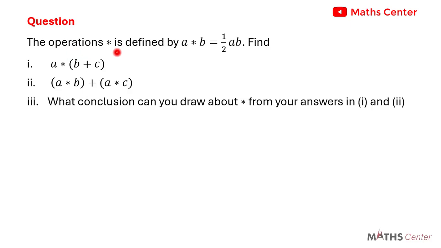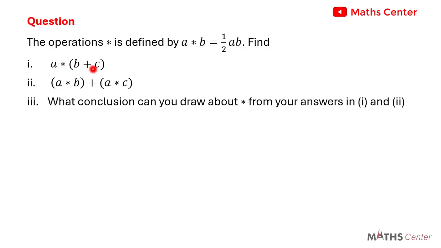The binary operation star is defined by A star B, and it is equal to half times AB. Find I. A star (B + C). II. (A star B) + (A star C). III. What conclusion can you draw about star from your answers in I and II? Let's begin with the first part.